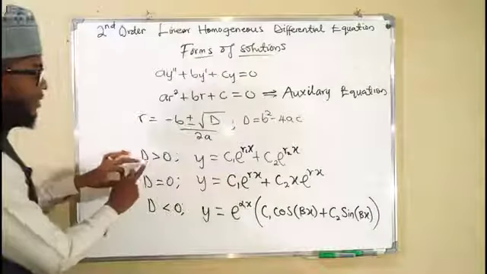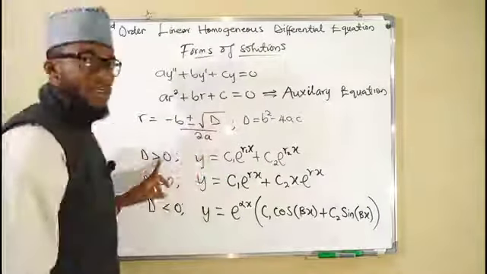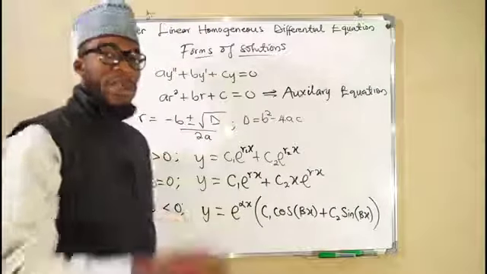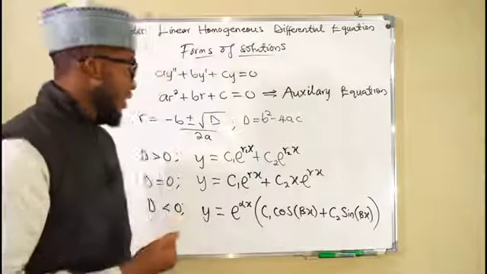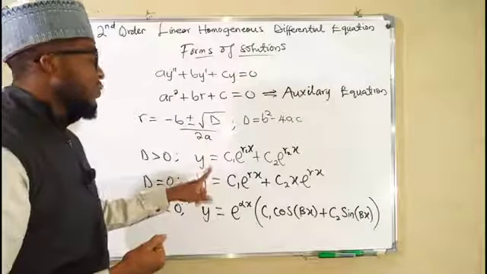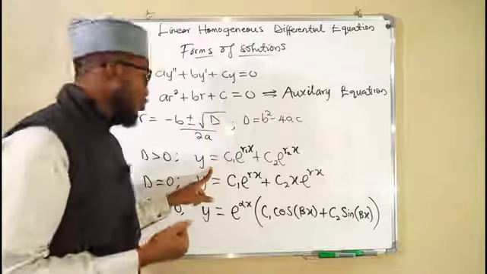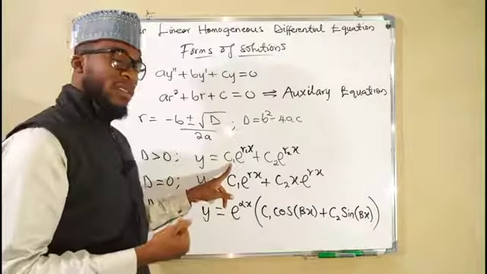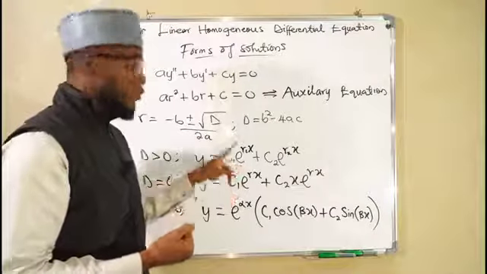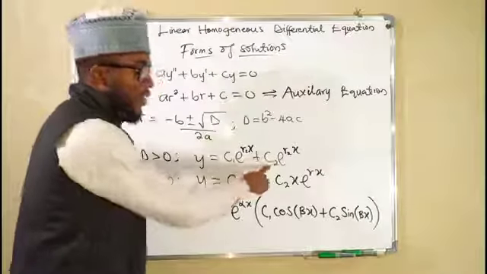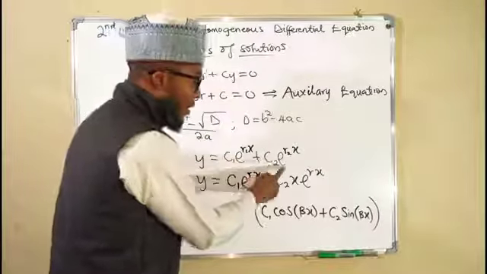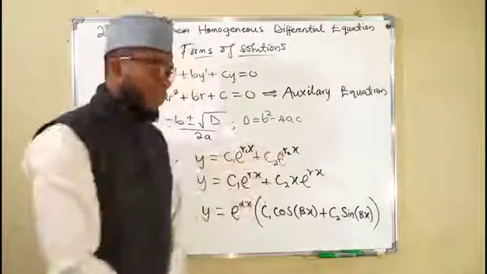If you simplify d and you realize the value is greater than 0, it means we have real and distinct roots, two different solutions. In that case, our solution for that differential equation is going to be a constant multiplied by e to the first root times x plus another constant times e to the second root times x.